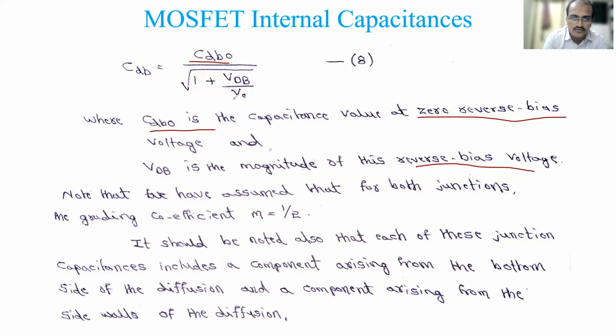We already told the same thing, the built-in voltage is 0.6 to 0.8. In all the cases, note that we have assumed for both the junctions the grading coefficient m is equal to 1 by 2. That's why you have the square root here.